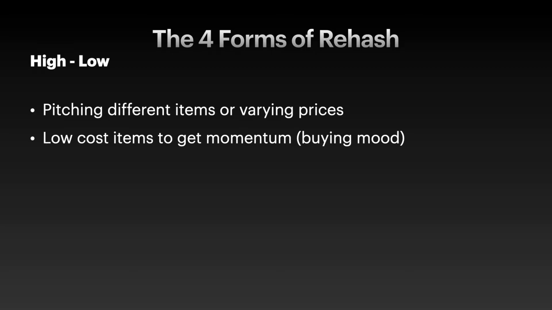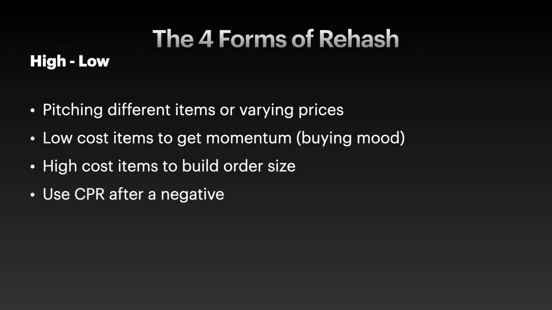Now once we've accomplished that, we want to go on to our high cost items, and that's where we build our order size. Now these might be things like printers, or chairs, or desks. I like to also phrase these as sale items. Now sometimes you're going to get some negatives while doing this. You might even get a no on a smaller item. Whenever you get a negative, the key is to use CPR to move away from that negative, get the conversation back into a positive light, and then we can come back to pitching low items and moving up to our high cost items.